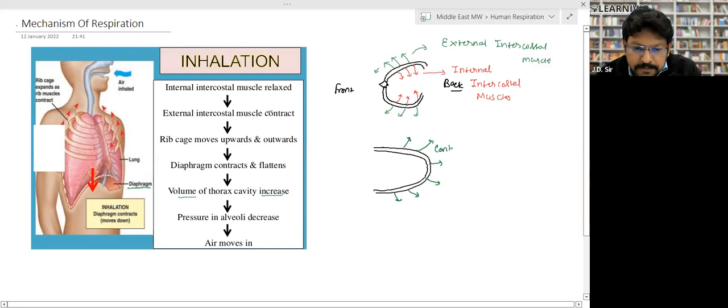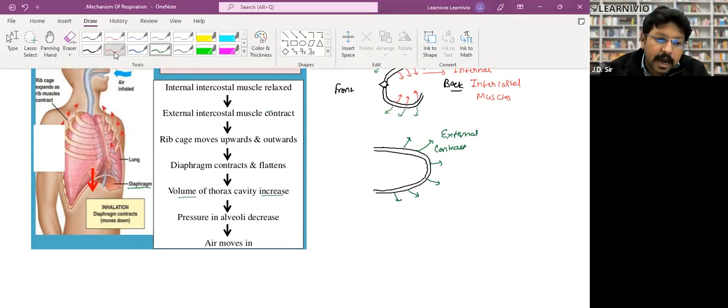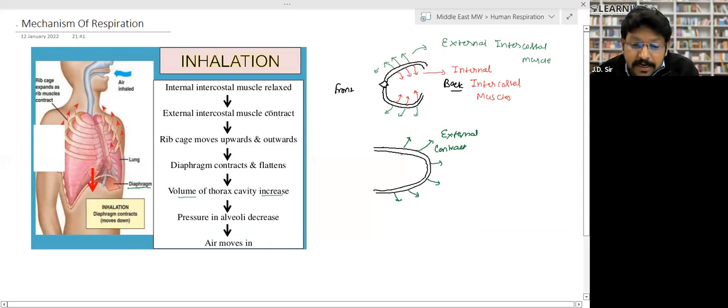They will contract, so they will pull the external intercostals. When the external muscles contract, they will pull the ribs outward. And if the external is contracting, then the internal has to relax. Internal will relax, definitely. Otherwise, the ribs will not come upward. So internal will relax, then what will happen? The ribs will go outside.